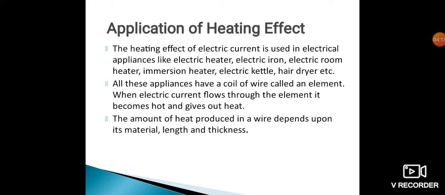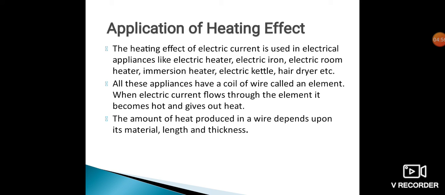So in day-to-day life, we have applications of the heating effect. The heating effect of electric current is used in electrical appliances like electric heaters, electric irons, electric room heaters, immersion heaters, electric kettles, hair dryers, etc. In day-to-day life, we are continuously using the heating effect of current. All these appliances have a coil of wire called an element, which, when electric current flows through it, becomes hot and gives out heat.